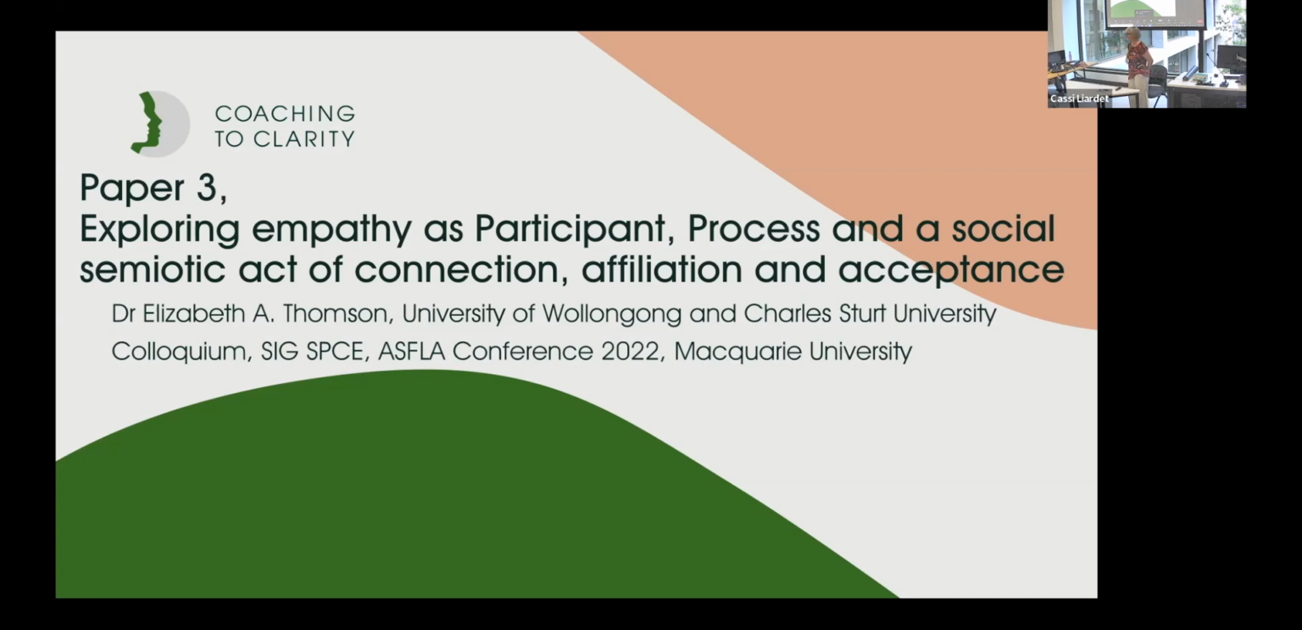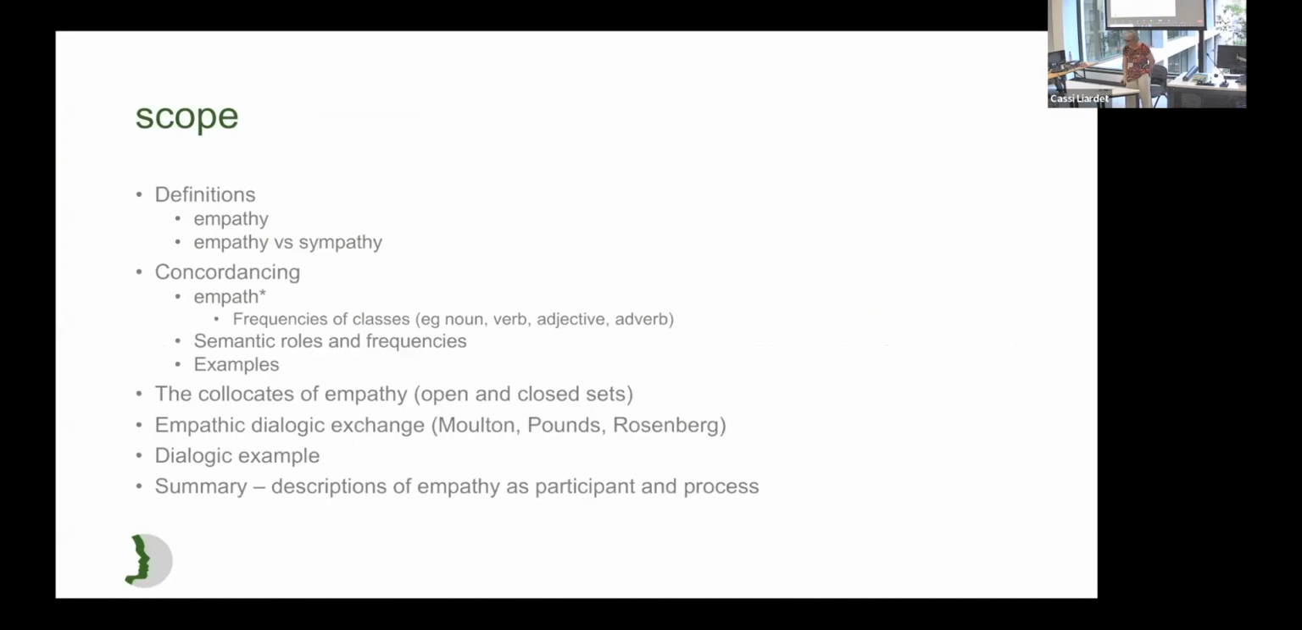I'm Elizabeth Thomson and I'm paper number 3. So we've looked at a bit of building our understanding of peace, compassion, and I'm going to finish off with empathy. We'll look at definitions in the same way that the previous 2 speakers have done, and I'll show you some concordancing. I think empathy is always sitting in contrast to sympathy, so I've done a little bit of investigation in that. I'll look at the collocates, and then I'll look at what is empathy as a social semiotic act, and what is empathy as a part of the grammar, I suppose, is the way I'm looking at it.